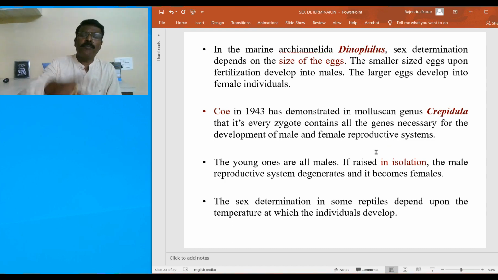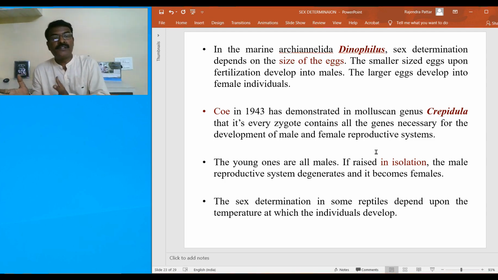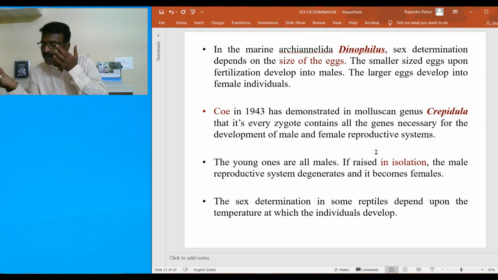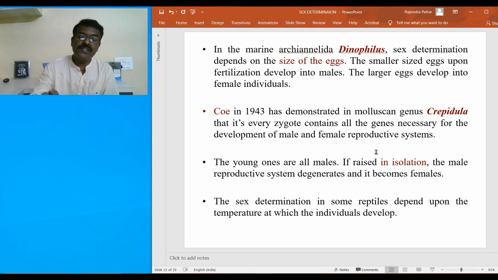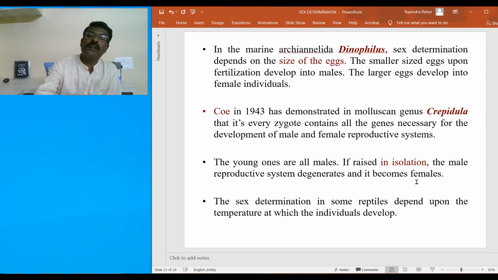Please remember, or by matter of chance in nature itself, if the male Crepidula are isolated, segregated, and nature forces them to develop in isolation, then over a period of time the male Crepidula will change into female Crepidula. That means the sex of the Crepidula will change. This is in the case of molluscans as well as annelids.